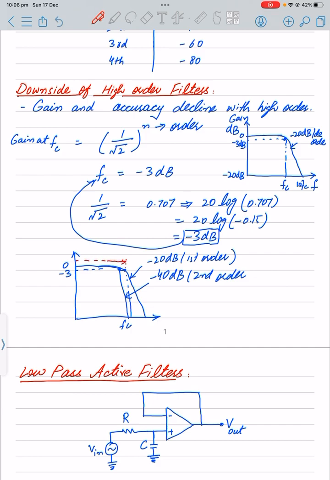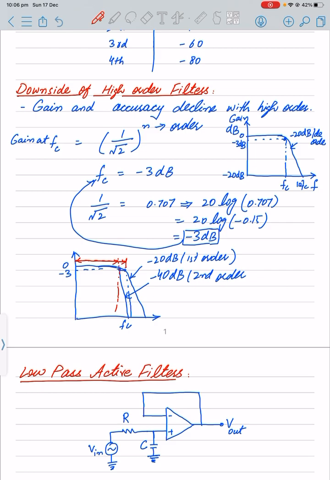So if in the first order case our point was here, then for the second order the point is actually coming over there. So the pass band that it was allowing is also changing. So these are some of the downsides for our higher order filters.